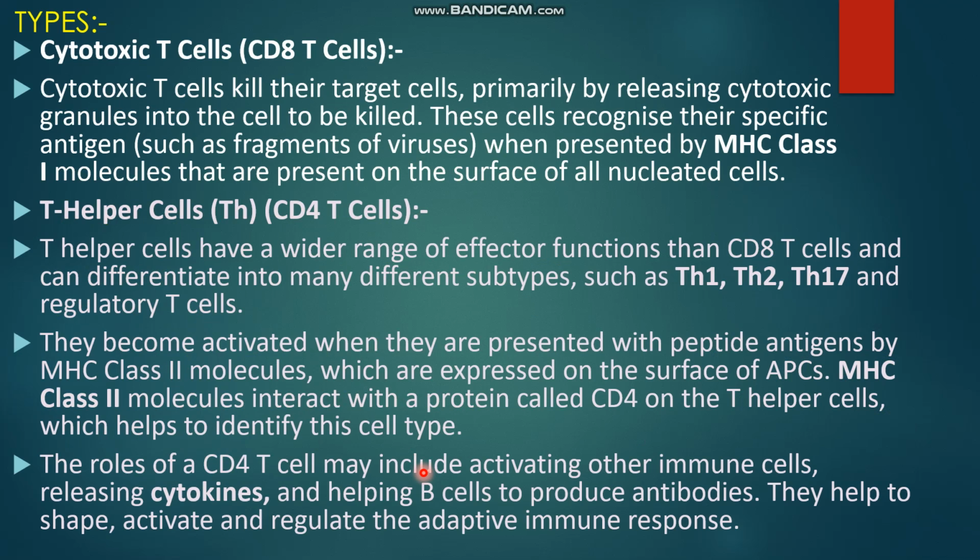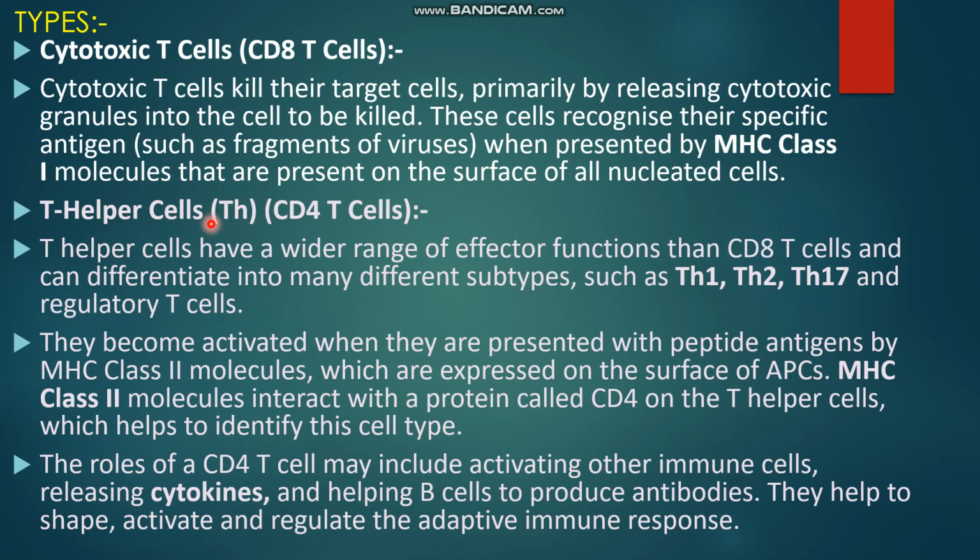In this, cytotoxic T cells kill their target cell primarily by releasing cytotoxic granules into the cell to be killed. These cells recognize the specific antigen, such as fragments of viruses, which is presented by MHC class 1 molecule that are present on the surface of nucleated cells.